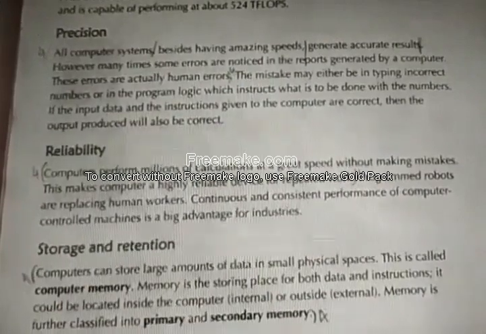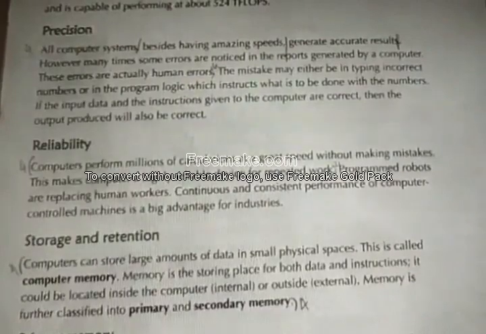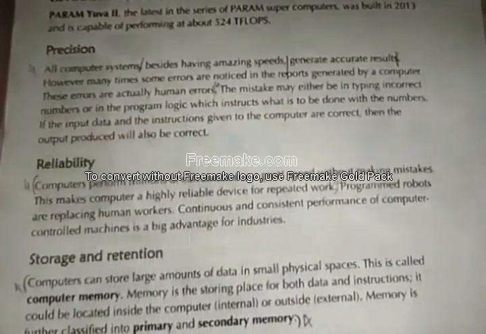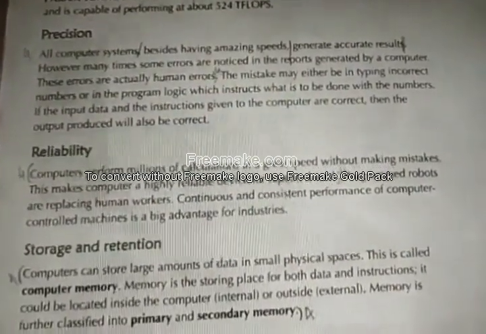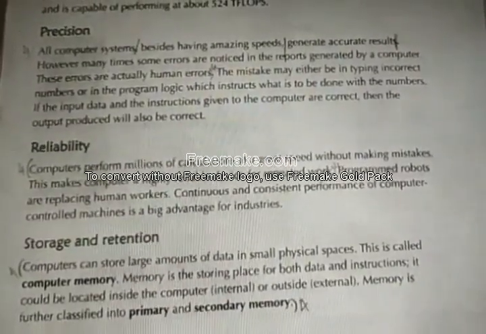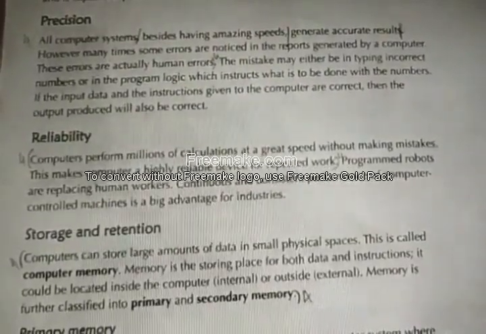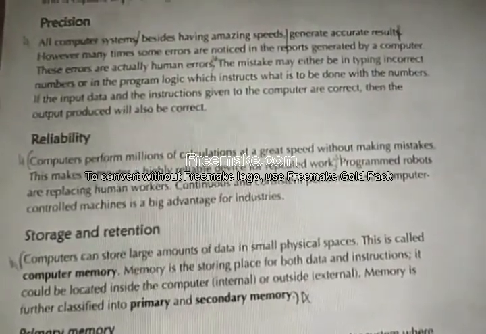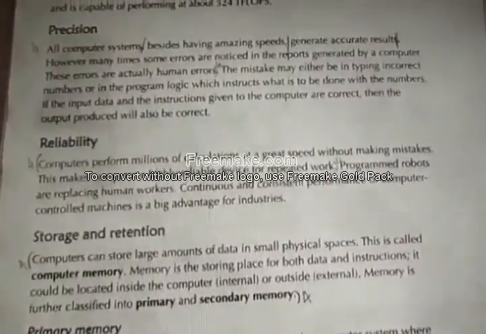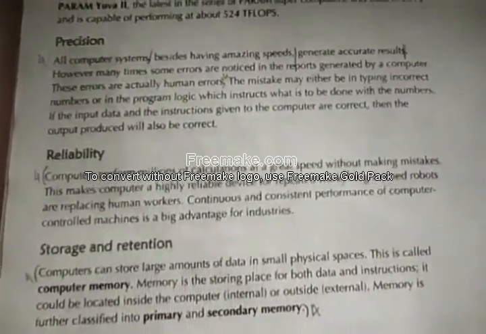Next, reliability. Computers perform millions of calculations at great speed without making mistakes. Okay, that we saw in precision. This makes the computer a highly reliable device for repeated work. Programmed robots are replacing human workers. Why? Continuous and consistent performance of computer-controlled machines is a big advantage for industries. So what is reliability? Since the computer can work at high speed and high accuracy, it is reliable.